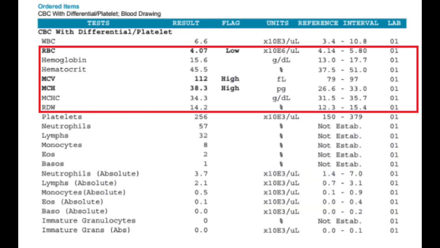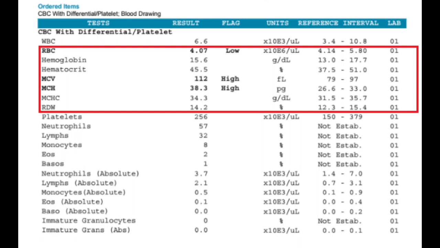MCH is the average mass of hemoglobin in each blood cell, and MCHC is the average hemoglobin concentration of all the red blood cells. These two are not very important for lay people, and even for most doctors. We don't really use these. They're mostly used by specialists.